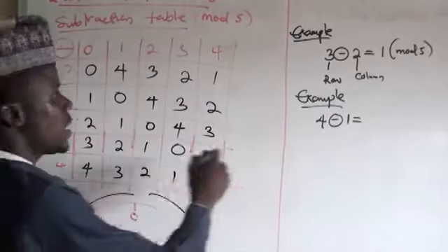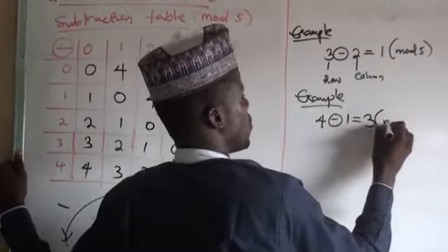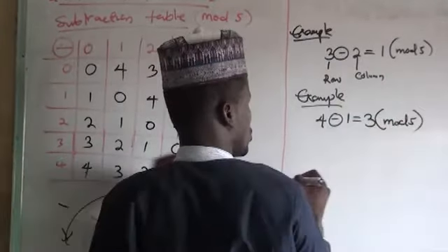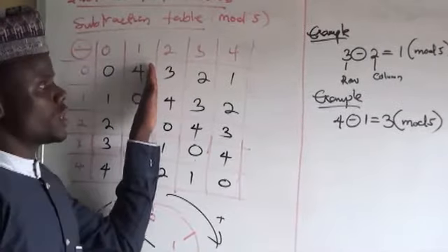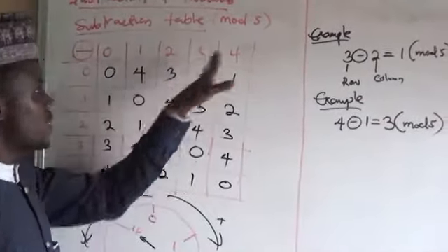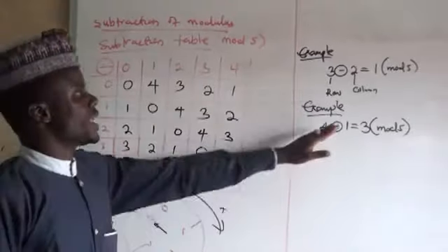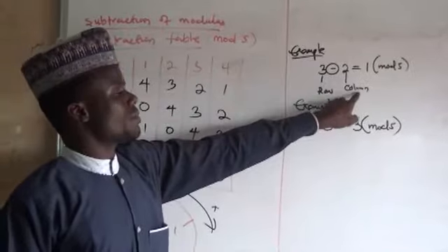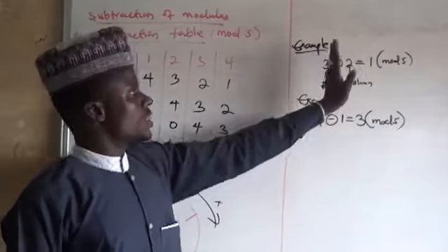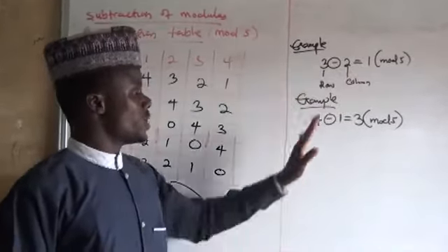This is column 1. We have 3 mod 5. This is how to get an answer to a problem under a subtraction table. So whatever comes under mod 5, this is how to take the steps. The first number is referred to as the row, while the second number is referred to as the column. So take the row of 3 and column of 2, then you get this one.